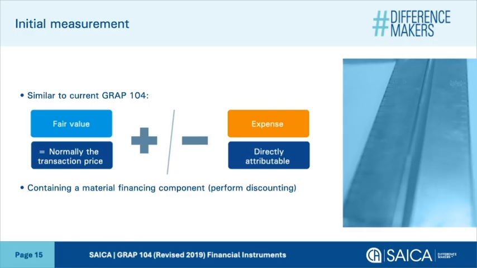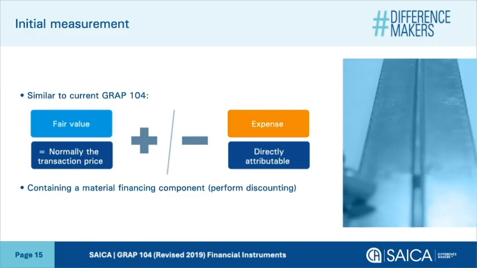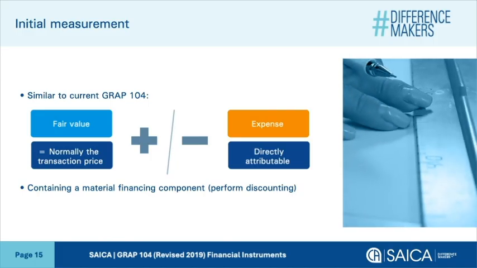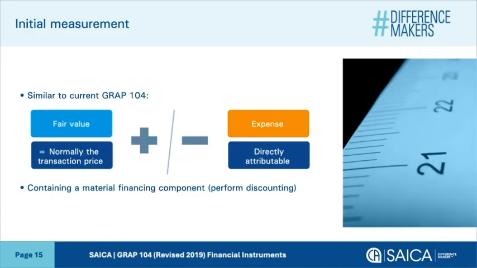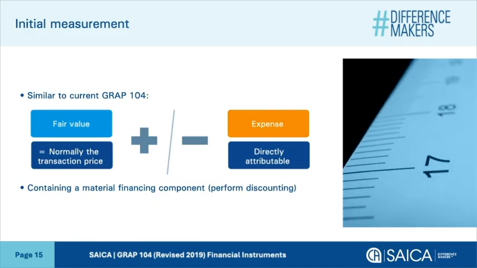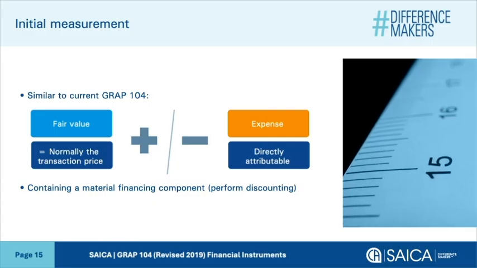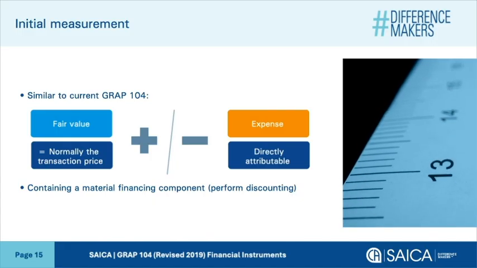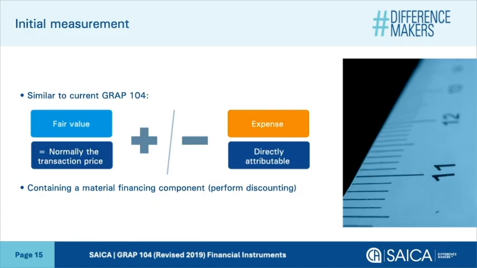Let us move to measurement. Firstly, initial measurement. Financial instruments, except for short-term receivables and payables with no significant financing component, are initially measured at fair value plus or minus directly attributable transaction costs for financial instruments not at fair value through surplus or deficit. If the financial instrument is carried at fair value through surplus or deficit, the transaction costs are immediately recognized in surplus or deficit. Short-term receivables and payables with no significant financing component are initially measured at their transaction price.